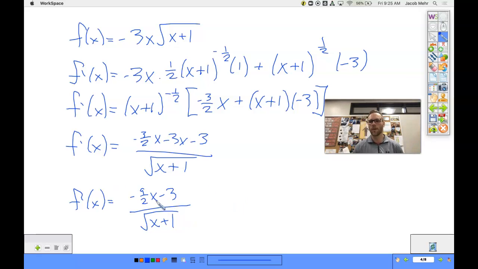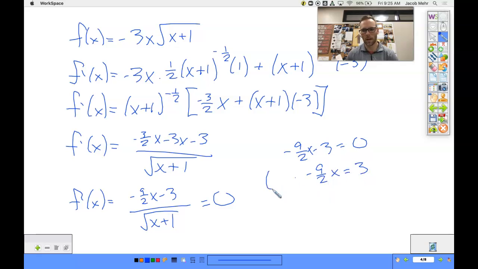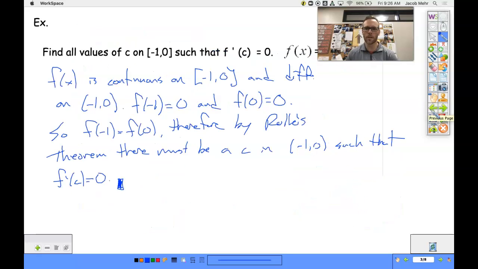So let's find out where this derivative is equal to 0. Now, a fraction is equal to 0 only where the numerator equals 0. Oops, lost my x. Okay, add 3. Multiply by negative 2/9. And we have x equals, let's see, that reduces to negative 2/3. Is negative 2/3 in the interval negative 1 to 0? Yes, it is. We knew there had to be one in there, and we just found it.